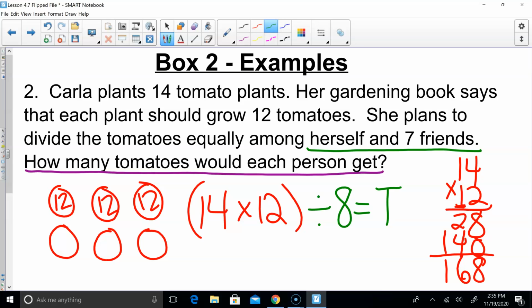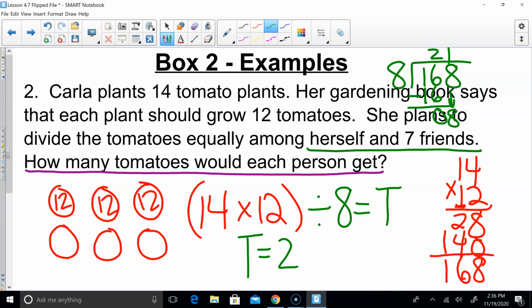Now I need to do that dividing part. So she has 8 people and 168. 8 goes into 16 2 times. 2 times 8 is 16. That gives us 0. Bring down the 8. 8 can go into 8 one time. So that means T equals 21 tomatoes for each person. And there's our label to help us out.